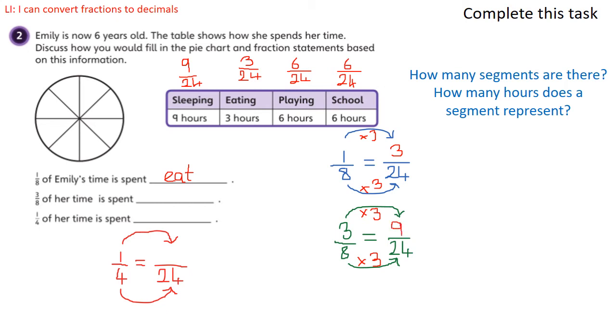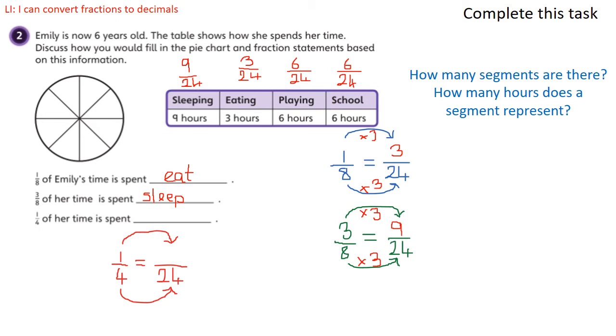So let's go back to our table. What did Emily do for 9 hours? 9 hours she spent asleep. So she was sleeping. So that's what we write in there, sleeping. And then finally, a quarter of her time is spent. So what does she do for a quarter of her time? Again, pause the video, have a go yourself, and then start it up again to see if you're right.